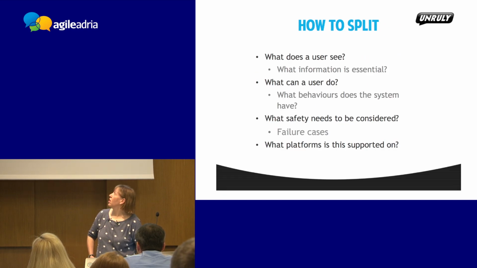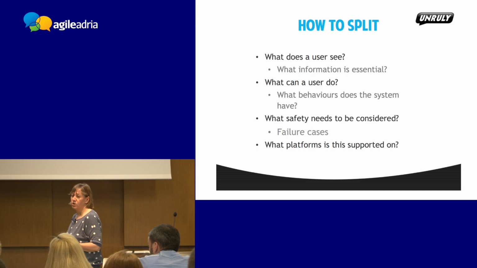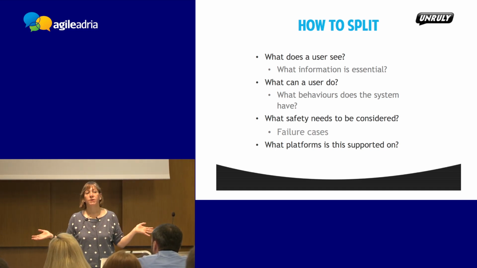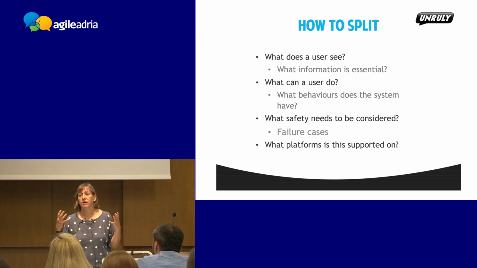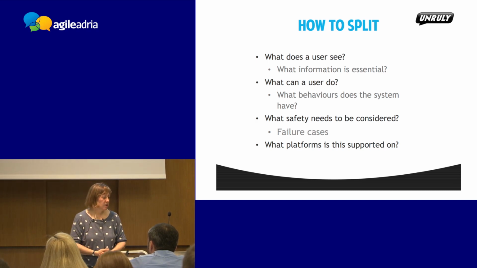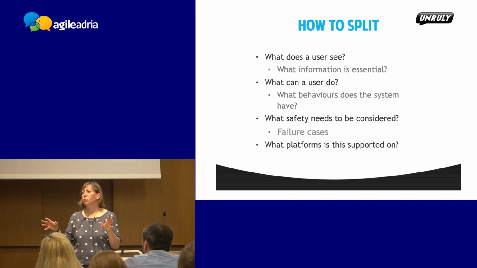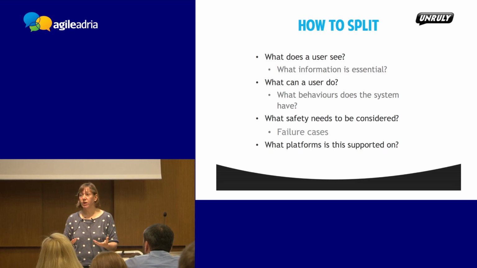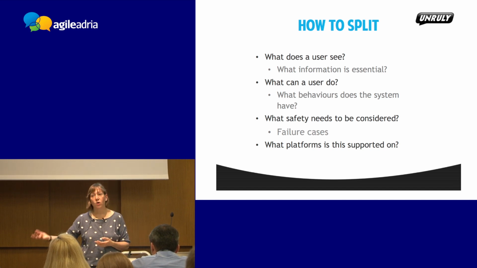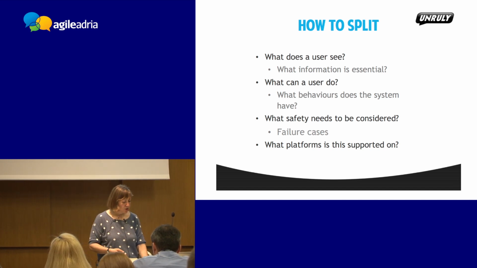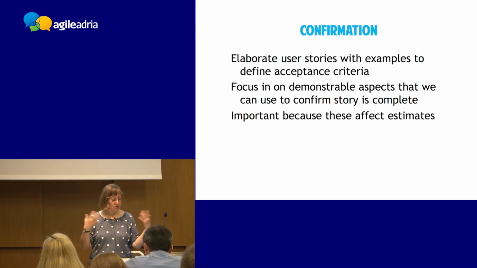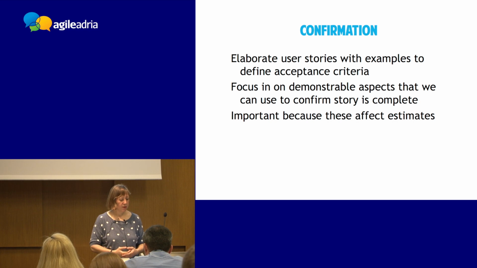So here are questions you can ask to help you think about how to split a story. If it's a user-facing piece of software, you can think about, what are the details that I see on the screen? How does the user interact with that? Also, how much do we need to protect the user from doing something stupid? And how many platforms are we going to make this work on? Does it work on a phone? Does it work on a Windows machine? Does it have to work with Internet Explorer 8? So there could be all of these different things we think about.